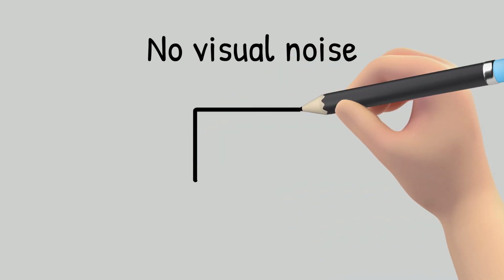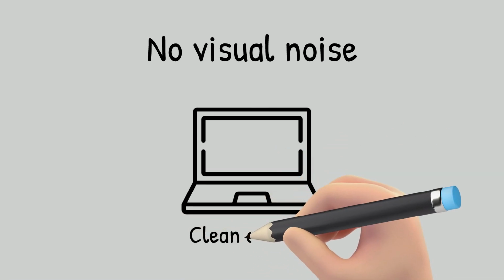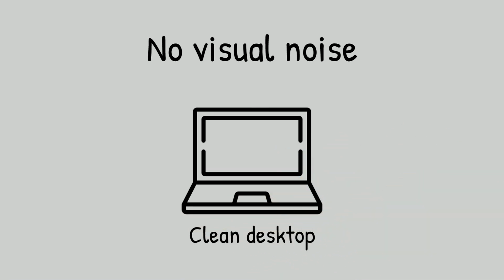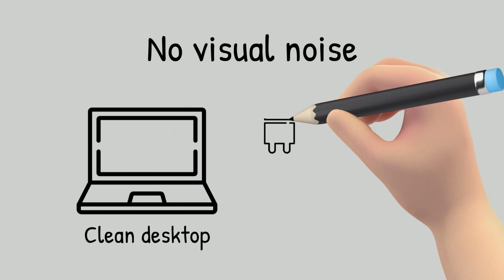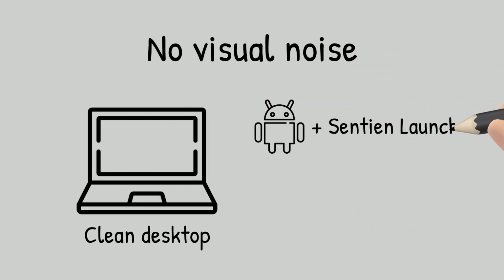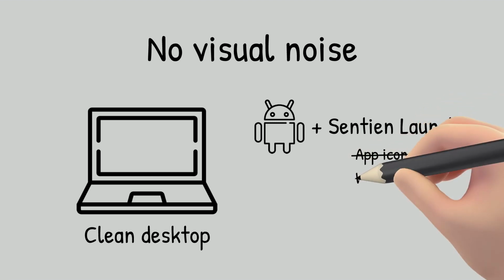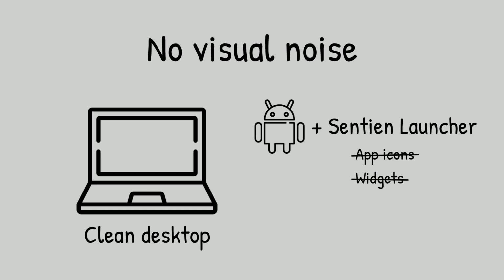The second aspect of a distraction-free setup is the absence of visual noise. I've been using a minimalist interface on my laptop for over 10 years and I applied the same principle to my other devices. On my Android phone, I used a sentient launcher that removed all distractions by getting rid of icons and widgets. Instead, it provided a search function to open apps by typing their names. This changed the way I used my phone and helped me avoid accidentally opening any apps.